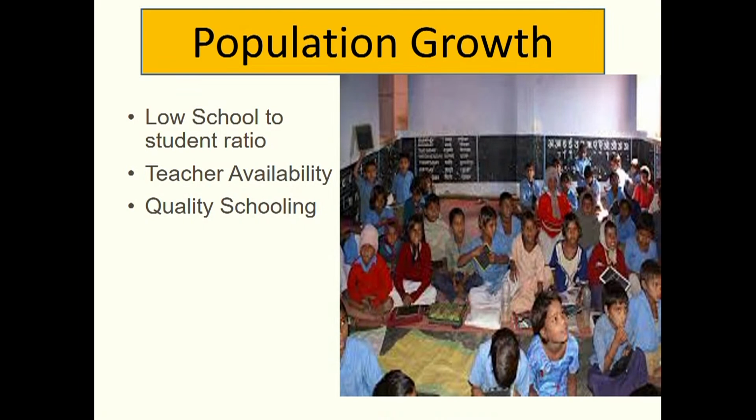Similarly, you can see population growth is also one factor in the country. The way population is increasing, जैसे population बढ़ रहा है उस हिसाब से स्कूल नहीं बढ़ रहा है. तो जब स्कूल नहीं बढ़ रहा है तो क्या हो रहा है, बच्चे स्कूल जा नहीं पा रहे हैं. So you will find that as per the student population, the number of schools is also very less.